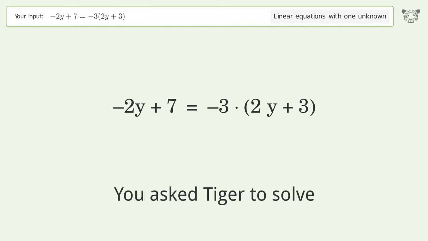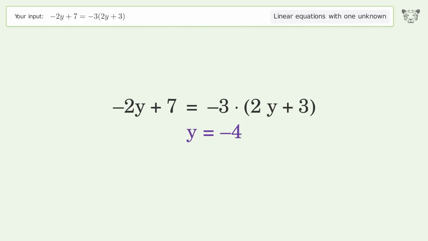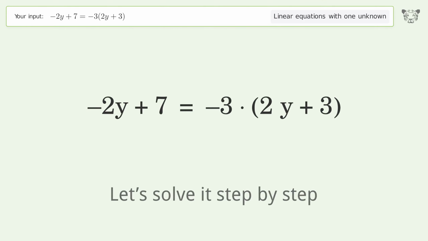You ask Tiger to solve this. This deals with linear equations with one unknown. The final result is y equals -4. Let's solve it step by step.